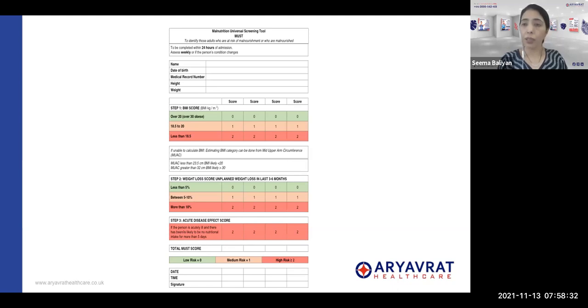But yeah, this is what we are going to be checking. Once we have completed all these 3 sections, we are going to get a total score, and depending upon the total score, we are going to decide whether it is a low, medium, or high risk. Date, time, and signature need to be done. And then depending upon the risk, you will need to explain to the patient what the management is and what instructions you will need to give to the patient.